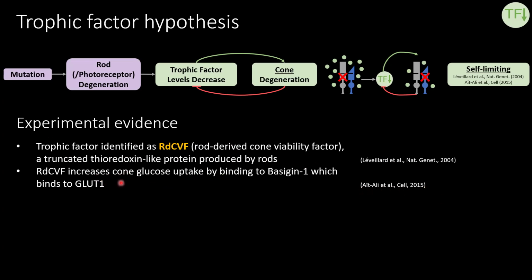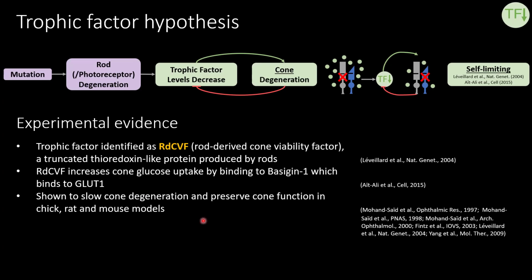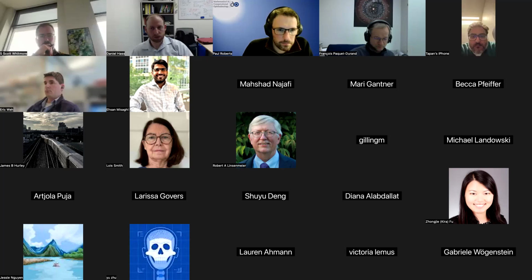They know that it binds to basigin 1, which in turn binds to GLUT1, which then increases the rate at which cones take up oxygen. It's also been shown to slow cone degeneration and preserve cone function in chick, rat, and mouse models of RP. So there's pretty solid evidence that this trophic factor RdCVF is playing an important role in RP.